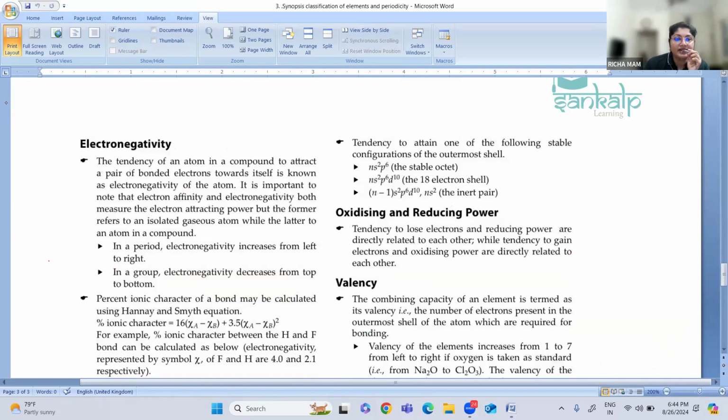What is electronegativity? Now suppose I have hydrogen chloride. Now chlorine, what is chlorine? Chlorine is a halogen. It belongs to group 17, that is the halogen family. Chlorine is a highly electronegative atom. What is the role of this highly electronegative atom? It tends to attract the electron towards itself, right? You know this.